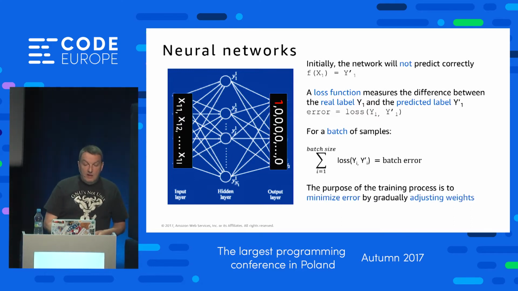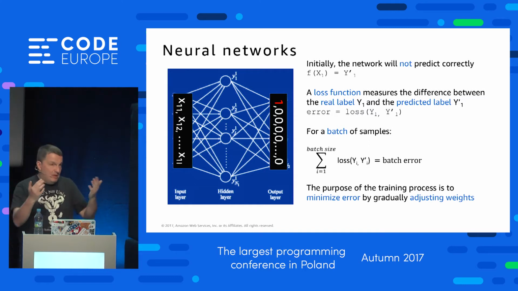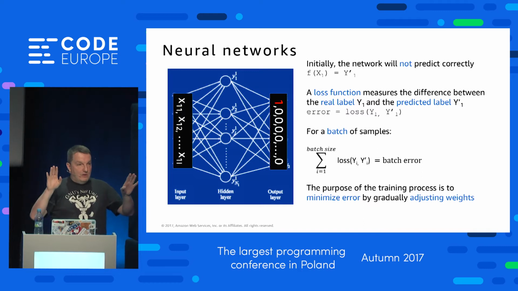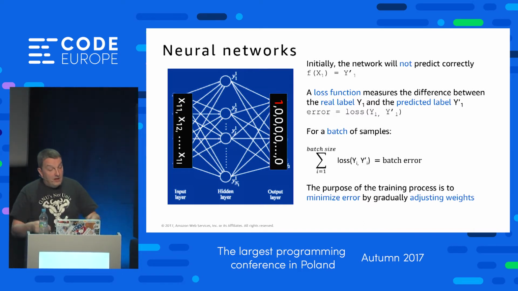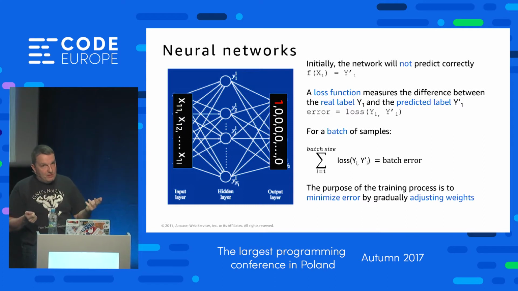And once again, the purpose of training is to minimize this error, because if I minimize the error, my predicted result gets closer to the actual result, which is what I want. And how do I minimize the error? Well, I get to tweak all the weights.